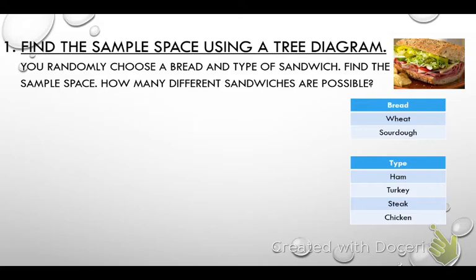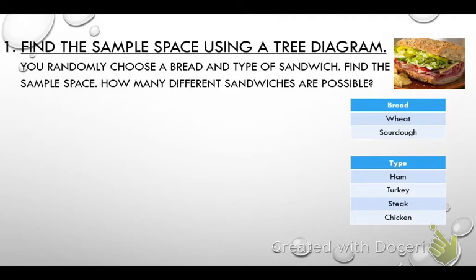This is what it says. You randomly choose a bread and type of sandwich. Find the sample space. How many different sandwiches are possible? How many of you can think of a favorite sandwich shop where you might go to get a sandwich? Where could you go? Subway. Okay, where else could you go? Firehouse Subs. Who's got another one? Larry's Giant Subs. Anyone else have another one? Say it out. What do you got? My grandma's house. Your grandma's house? Okay, does she have lots of options for you?